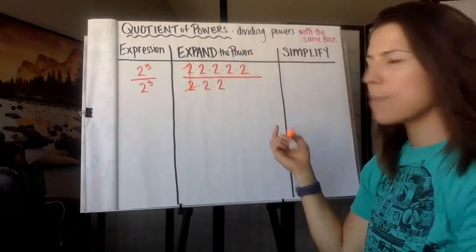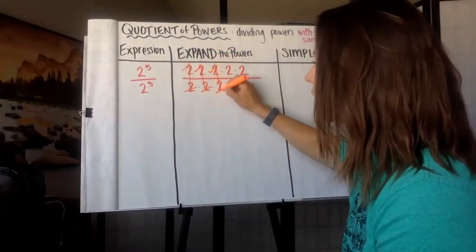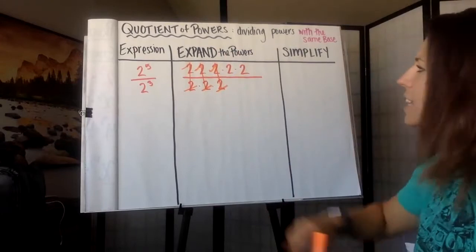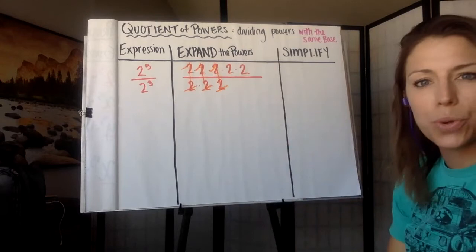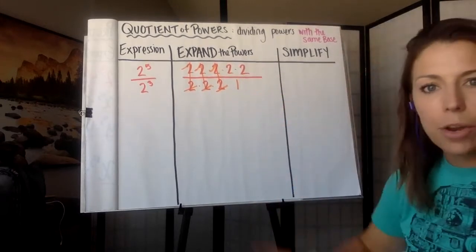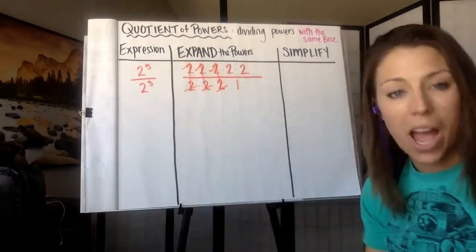In fact, that's not the only time it happens. It also happens here, 2 divided by 2, and here, 2 divided by 2. So where does that leave us? That leaves us with 2 times 2 in the numerator and just 1 in the denominator, because all of the 2's in the denominator turned into big 1s.